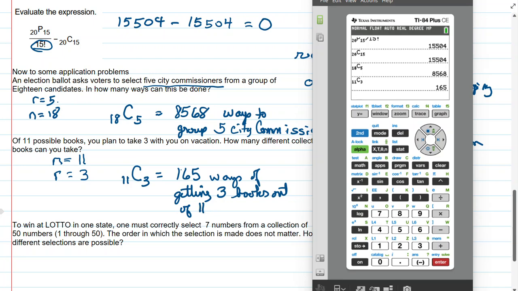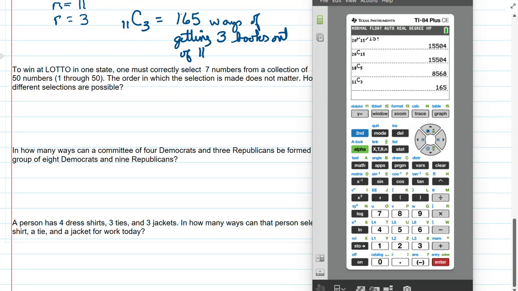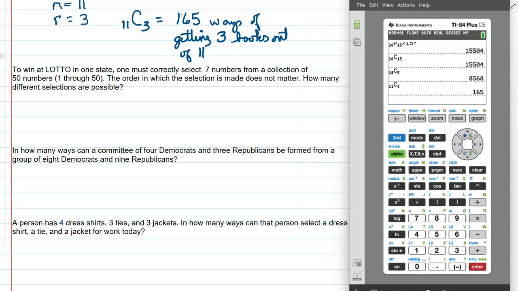All right. Now this guy right here, and let me move this forward. There you go. And I don't have to be constantly giving you a headache. To win at Lotto, in one state, one must select 7 numbers from a collection of 50 numbers, 1 through 50. The order in which the selection is made does not matter. So we're talking combination. How many different selections are possible?